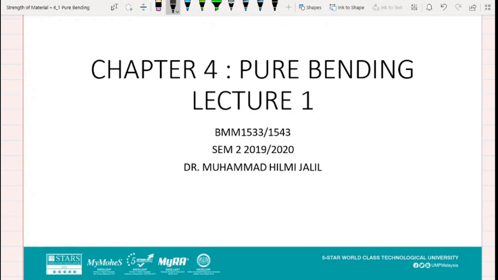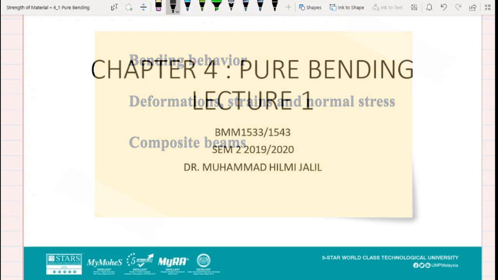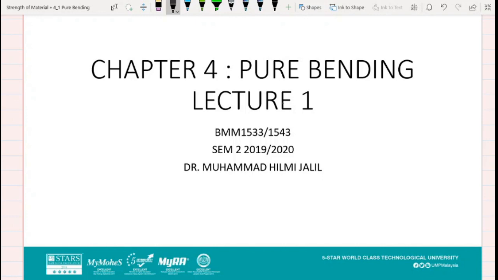So we are going to continue with chapter 4, pure bending, and I'm going to separate this chapter into several numbers of lectures and tutorials. In this chapter, basically you are going to be introduced to bending behavior. We are going to define the deformations, strains and normal stresses in beams subject to pure bending. And later on, we are going to describe the behavior of composite beams made of more than one material.